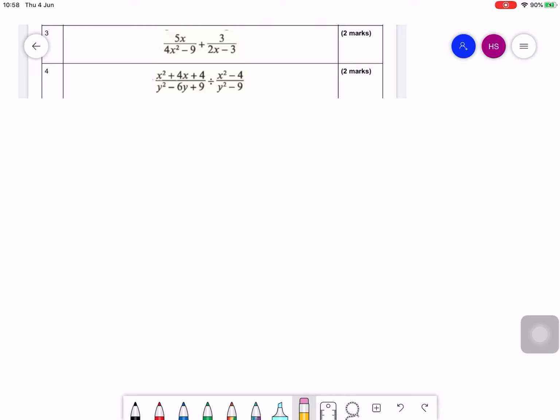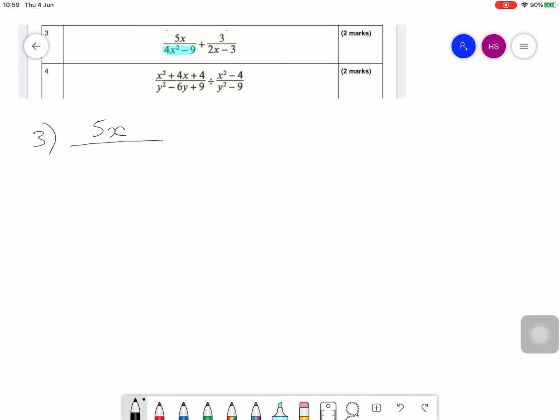Okay, we're looking at algebraic fractions, mini test, and we're on question 3. So we're adding fractions, so that means they've got to have the same denominator before we can add them. And as soon as you see a quadratic, think about whether it will factorise. And here we've got the difference of two squares.